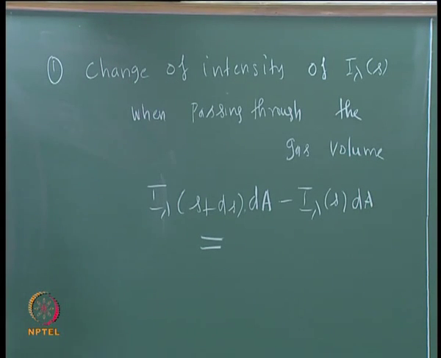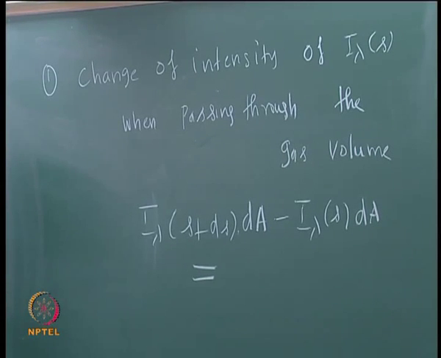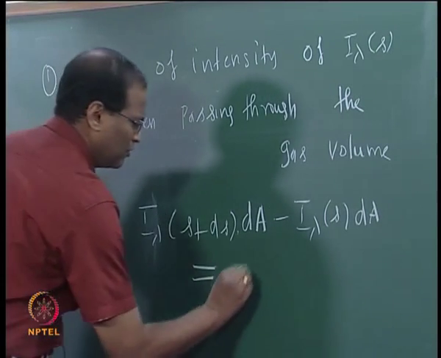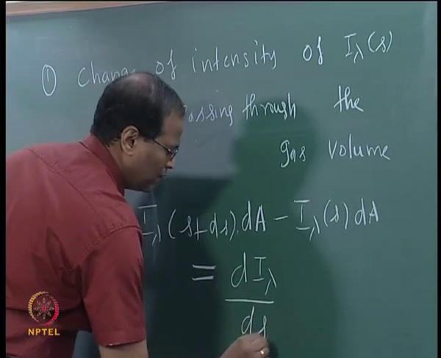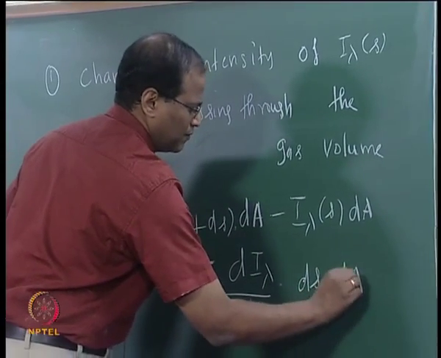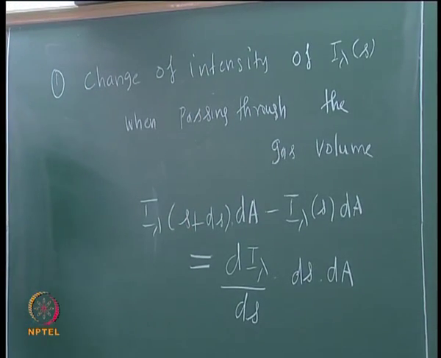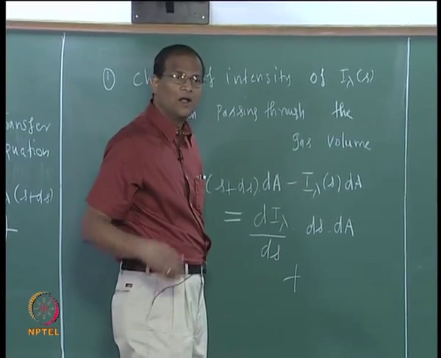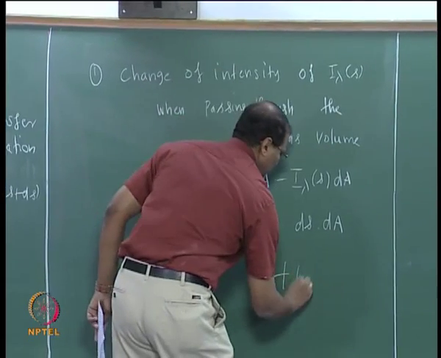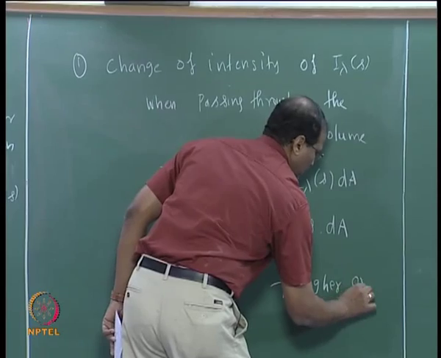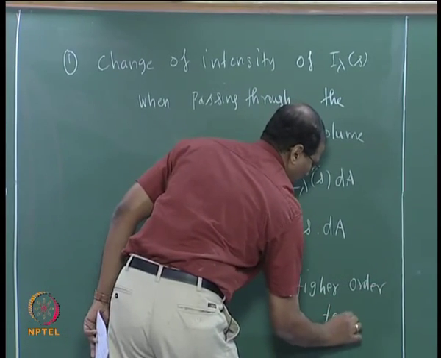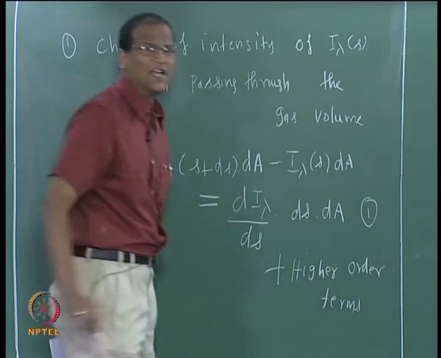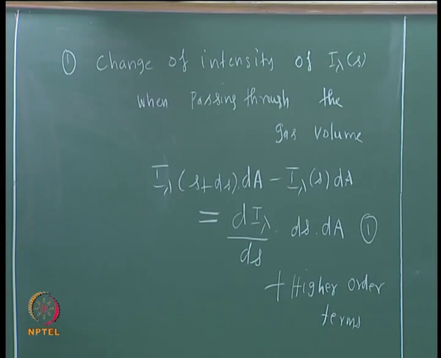Using a Taylor series expansion, how will you write this? dI lambda by ds, plus higher order terms. So we set the higher order terms to 0. That is the error associated with this approximation. If the ds is very small, this approximation is alright.